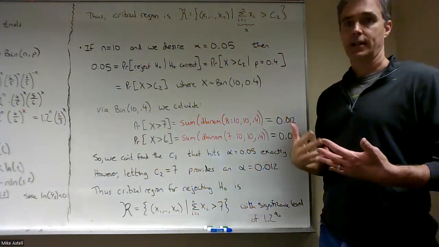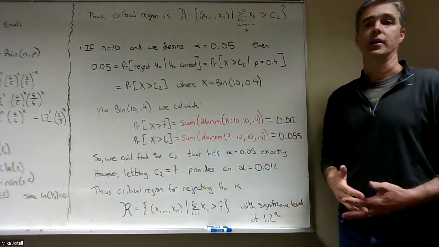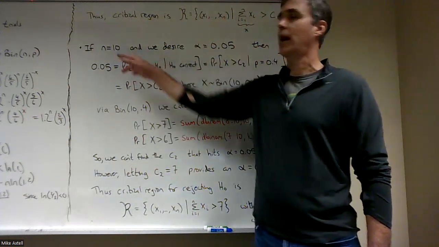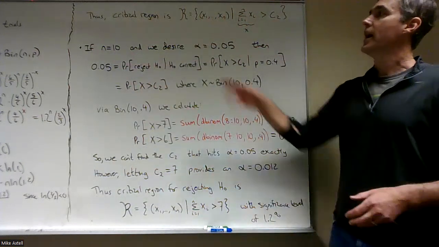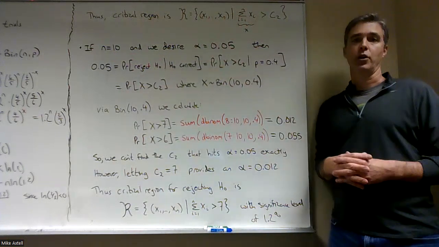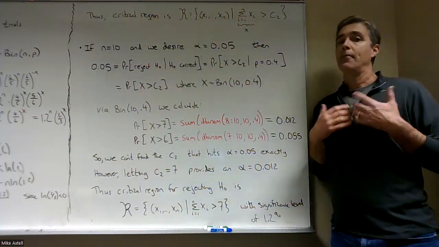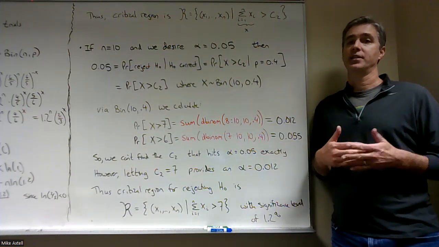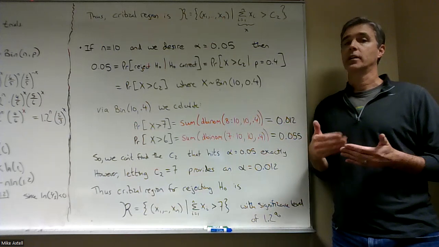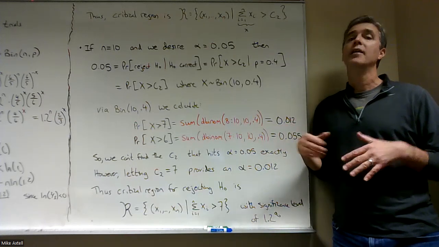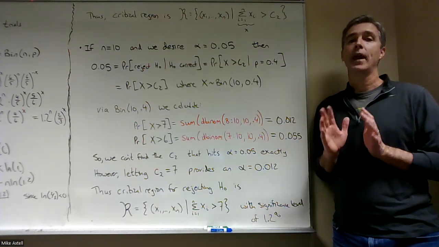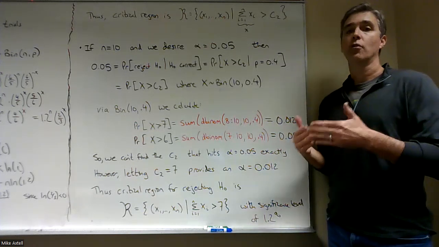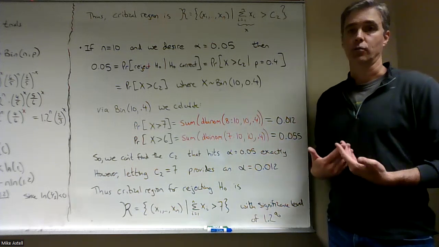Okay, so let's actually provide some information and come up with this critical region. Let's suppose that we've run 10 trials of whatever this experiment is, and we desire a significance level of 0.05. So that means I'm okay rejecting the null hypothesis incorrectly. So rejecting the null hypothesis when it was actually true up to 5% of the time. I'm okay with that, all right?